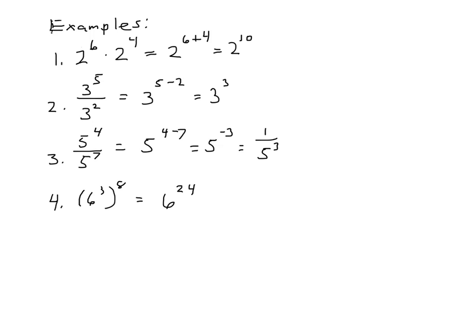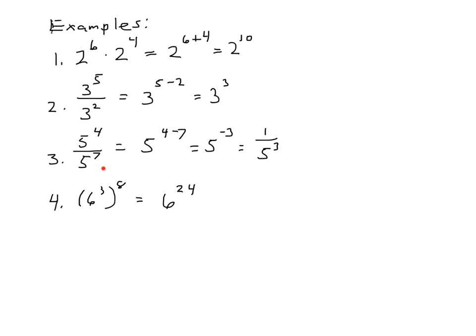Before we go on, let's take a look at a couple of examples. Here in the first one, I'm taking 2 to the 6th times 2 to the 4th. Again, because I'm multiplying two things with the same base, that's going to be 2 to the 6th plus 4, or 2 to the 10th power. 3 to the 5th divided by 3 to the 2nd. Dividing two things with the same base, I subtract the exponents, so I get 3 to the 5 minus 2, which is 3 to the 3rd.